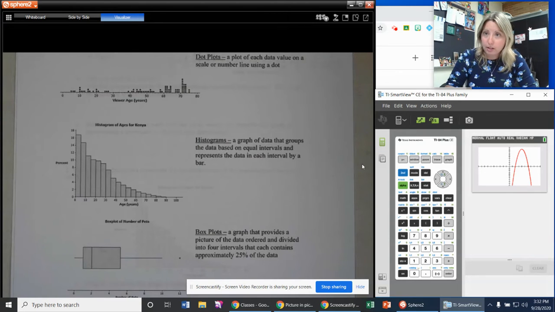And then, of course, last but not least, are box plots, which I personally like the best because they are the easiest and quickest to make. But also, because they're the easiest and quickest to make, they show us just a quick snapshot of the data.